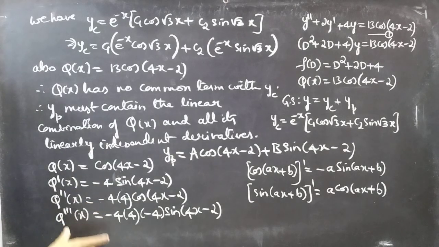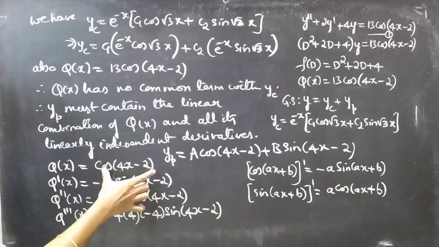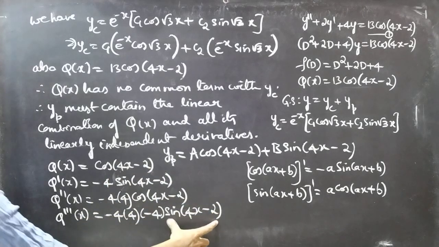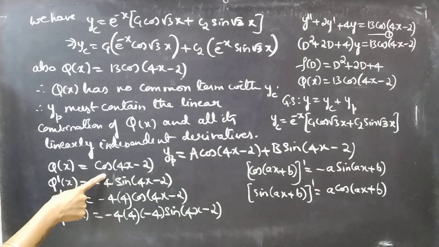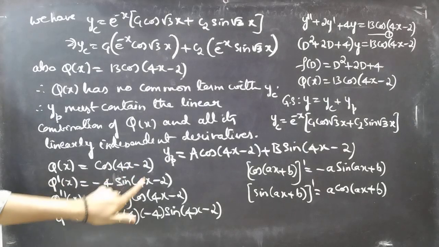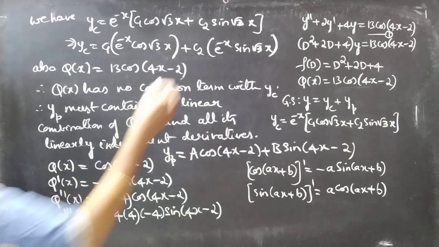If you observe q of x and all its derivatives, we have only cos 4x minus 2 or sine 4x minus 2, and we don't have any other functions other than cos 4x minus 2 and sine of 4x minus 2, right? Now we'll write q of x and all its derivatives in a set form.